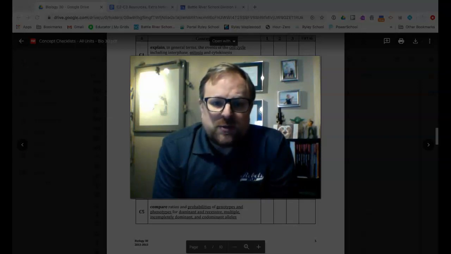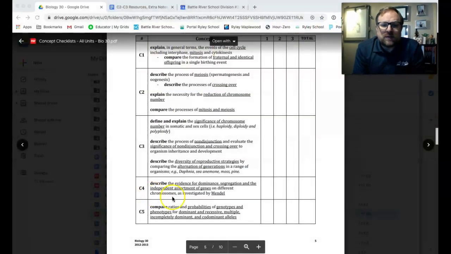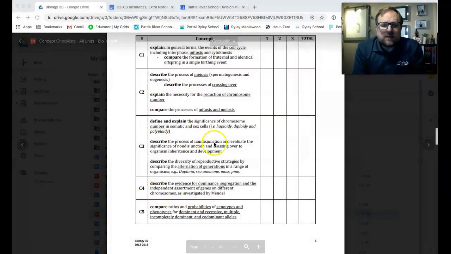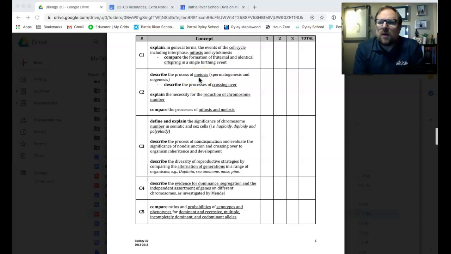And now we're going to jump into concepts C2 and C3. So that's going to lead us into these concepts here in your concept checklist. So C2 is dealing with meiosis, okay, and understanding that spermatogenesis and oogenesis are both meiotic divisions that create those gametes that we're talking about, and embedded within meiosis is the process of crossing over, which we'll talk of today.